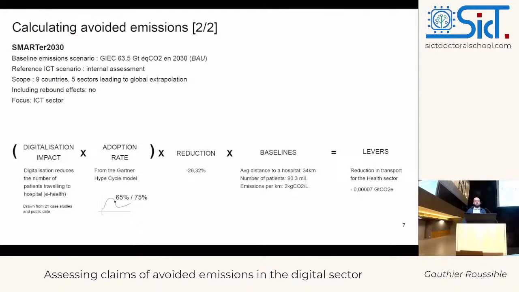This is a theoretical model. It's not an empirical model. And they calculate adoption rates for OECD countries and non-OECD countries. From that, they add the reduction of emissions that is informed by the case studies that they use. And they apply that to a baseline. So basically, if you think that globally, the average distance to a hospital is 34 kilometers, that there are 90 million patients every year, and the emission per kilometer is two kilograms, then you get your avoided emissions thanks to digitization.